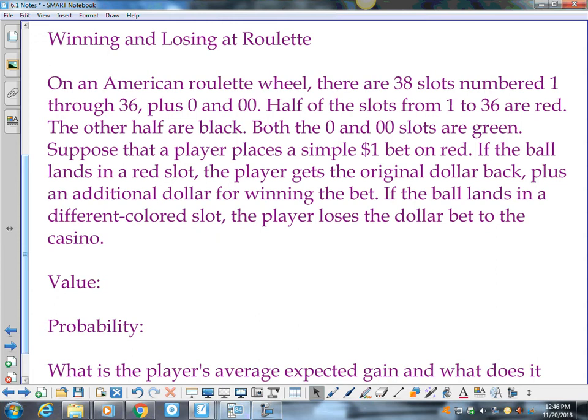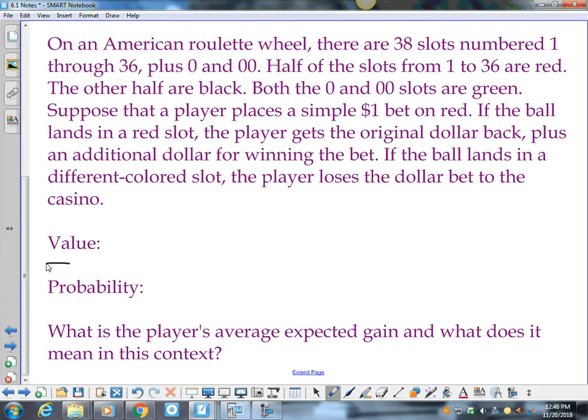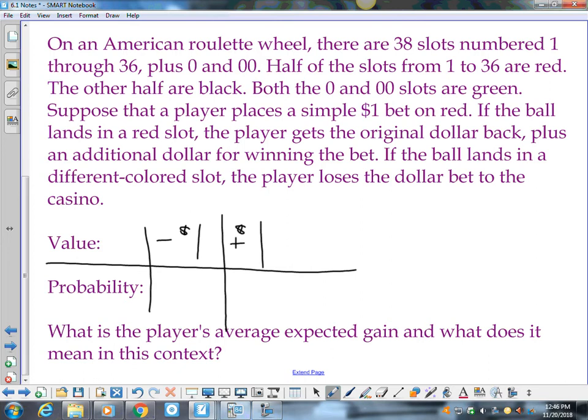So let's make this a chart. Let's make this a probability model. What could happen to me with money? Lose or gain what? Everybody agree with that? So I could either lose a dollar, or am I gaining $2? I'm only gaining $1. Okay, now I need to find their probability.